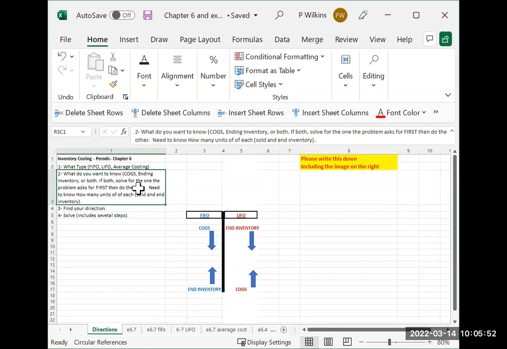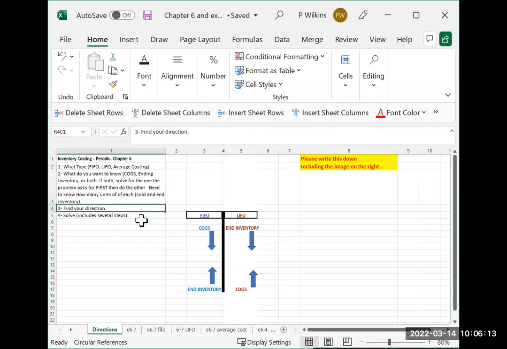Very important. If you want to know both, solve for the one the problem asks for first, then do the other one, okay? In order to figure out the cost of goods sold, you need to know how many units of each were sold and how many are in ending inventory, okay? Number three is you're going to find your direction. And number four is you're going to solve the problem, which involves several steps, okay?